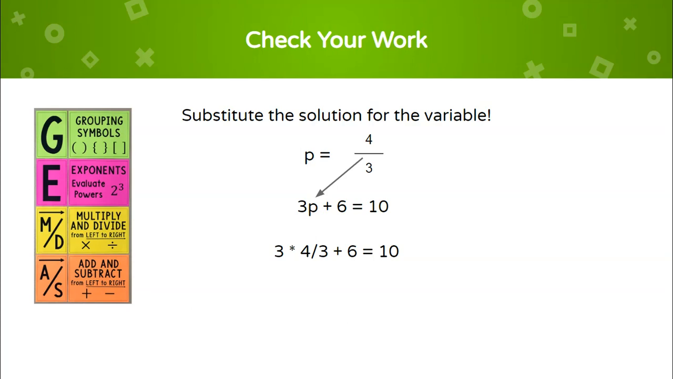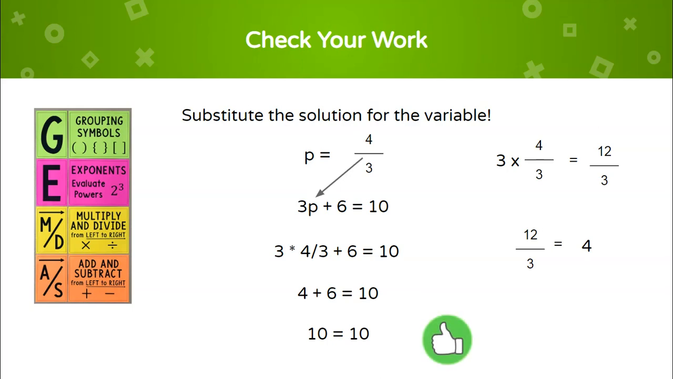Oh man, it's been a little while since we've done this. 3 times 4/3. Remember, our 3 has a denominator of 1. And so we would get 3 times 4 is 12. And 1 times 3 is 3. And 12/3 is really a division problem. 12 divided by 3 equals 4. Okay, so 3 times 4/3 is 4, plus 6 equals 10. And we know that's true. 4 plus 6 is 10. 10 equals 10. This works.